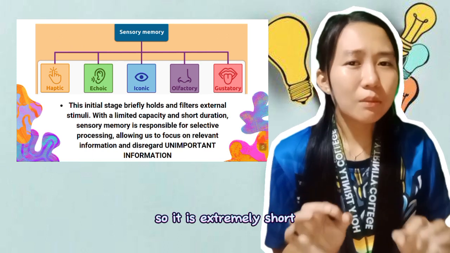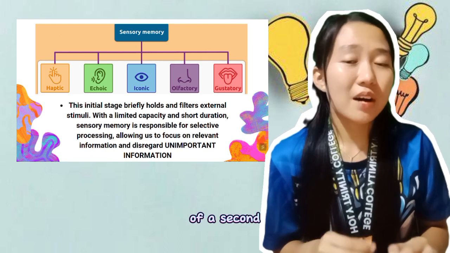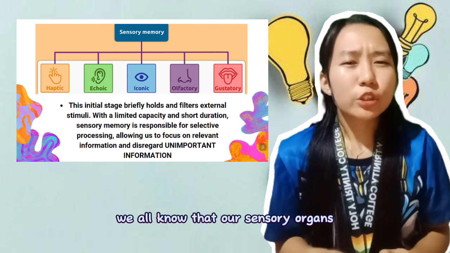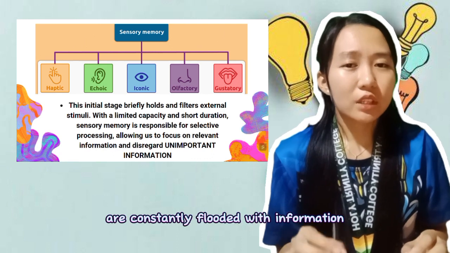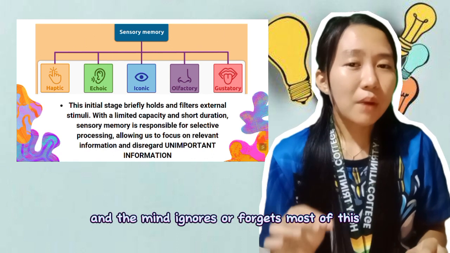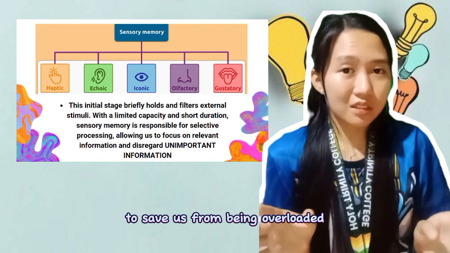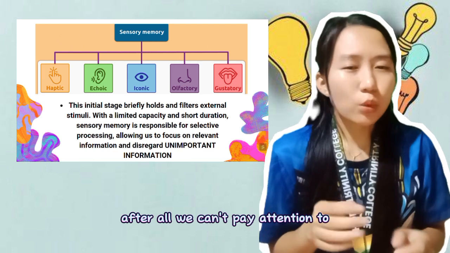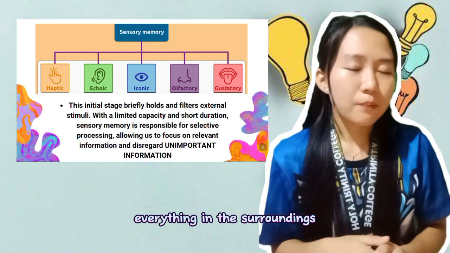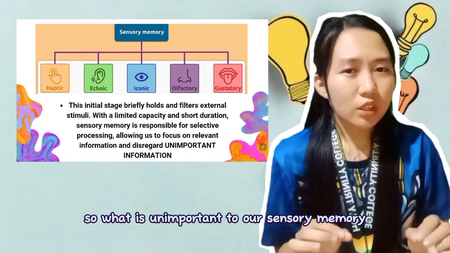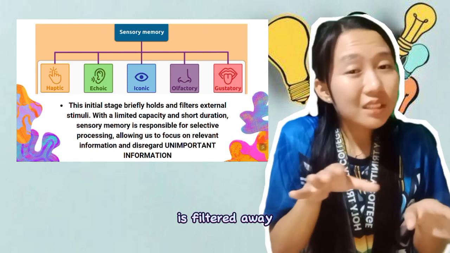Sensory memory stores information that our minds receive through many senses, such as visual, smell, touch, and auditory information. It is extremely short, lasting barely half of a second. We all know that our sensory organs are constantly flooded with information, and the mind ignores or forgets most of this to save us from being overloaded. After all, we cannot pay attention to everything in the surroundings. What is unimportant to our sensory memory is filtered away.